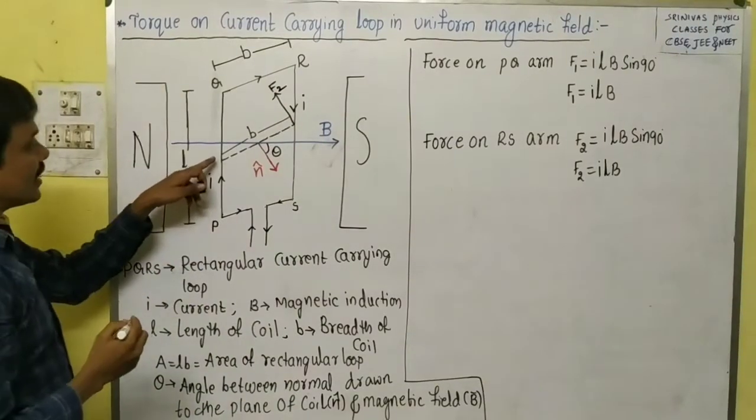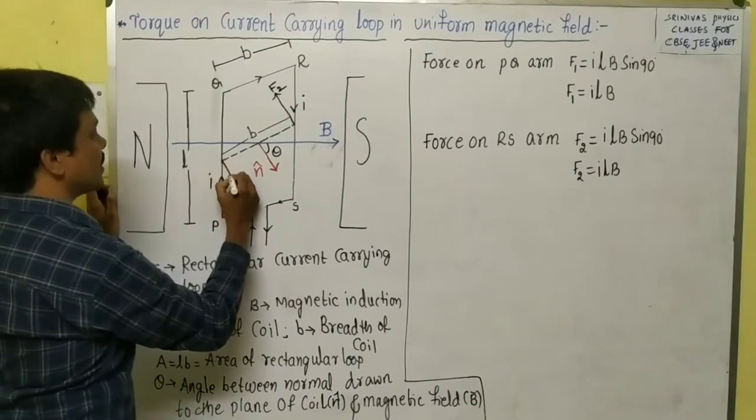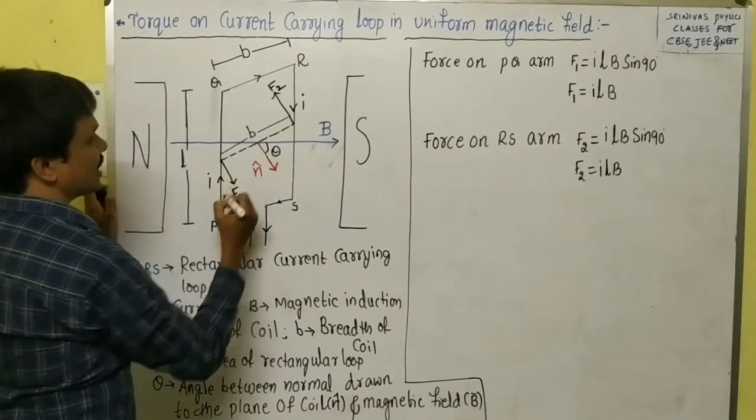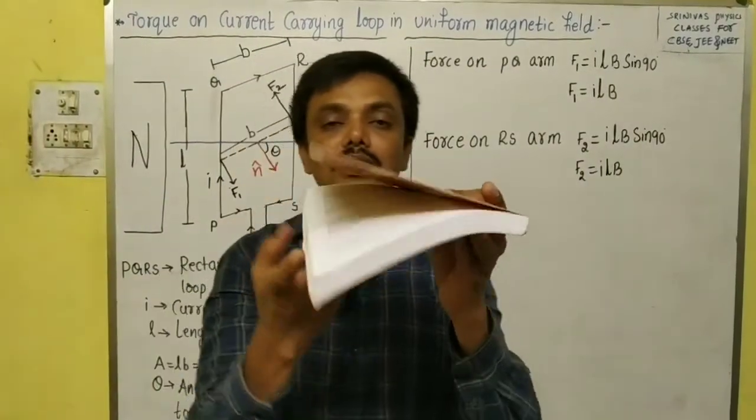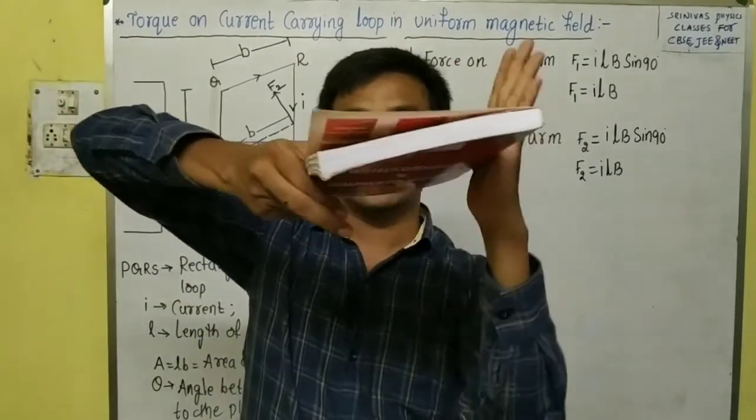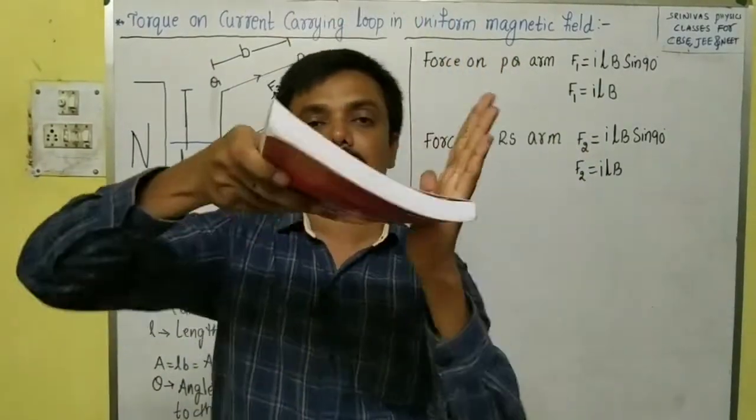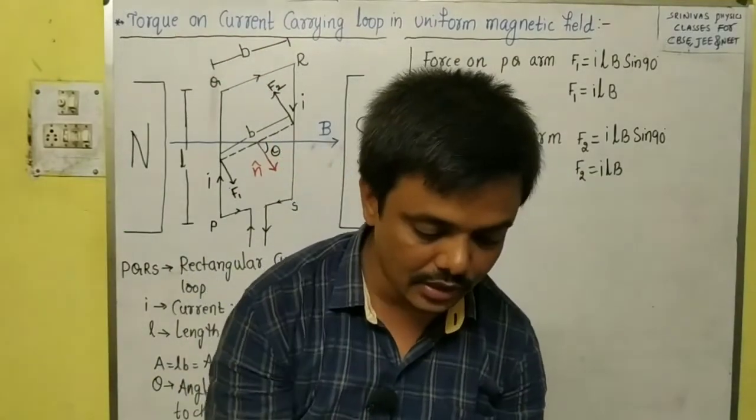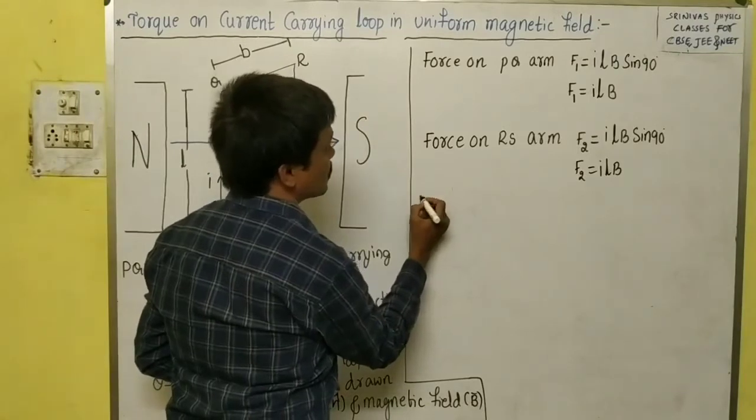And here the current direction is reversed, then the force direction also reverses, it will be downward, like this. That means now equal and opposite forces will act on the wire. For example, this is a rectangular loop. On this side the upward force will act, on this side downward force will act. It is fixed at the center. Then when equal and opposite forces make this coil rotate, that rotating force is called torque.